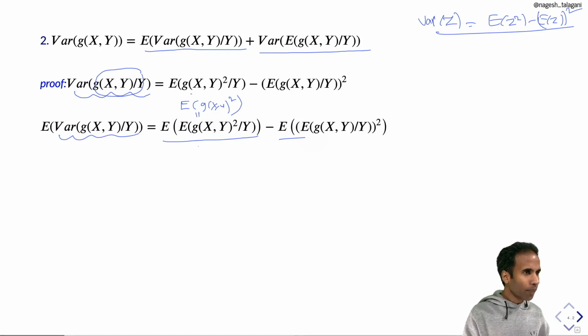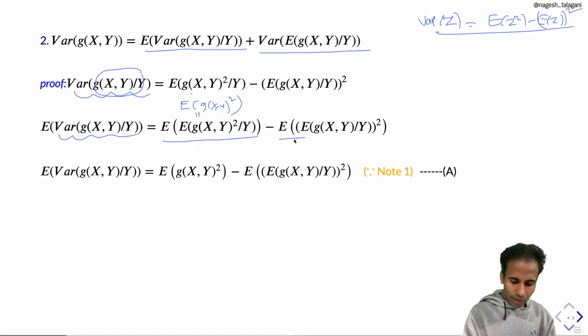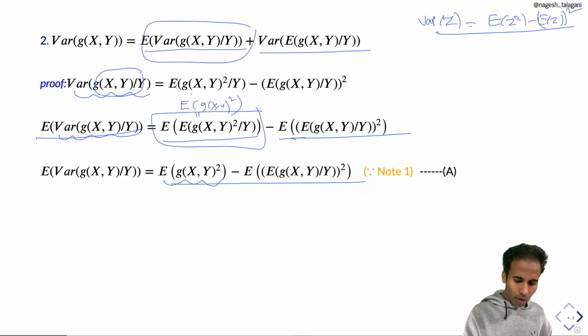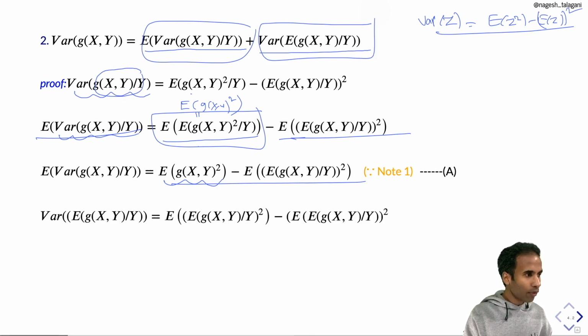So in the next step, we are going to write this one as it is, this one as it is, but this gets replaced by the expectation of g of xy whole square by note 1. Let me call it A. Okay, so this part we got as this one, A. Now let me consider this part, the variance of the conditional expectation of g of xy given y.